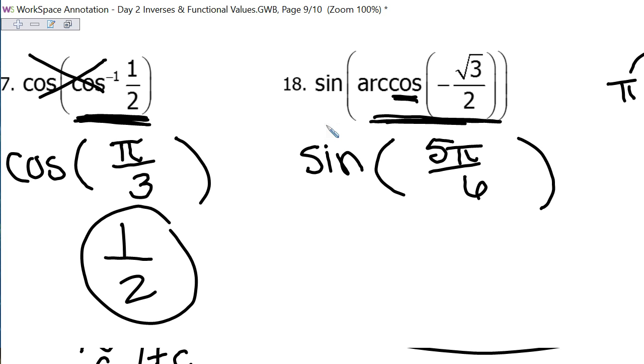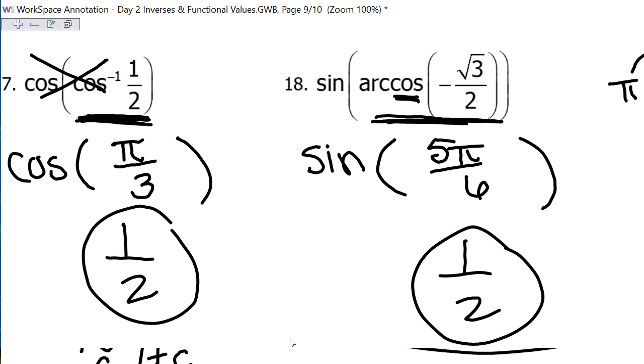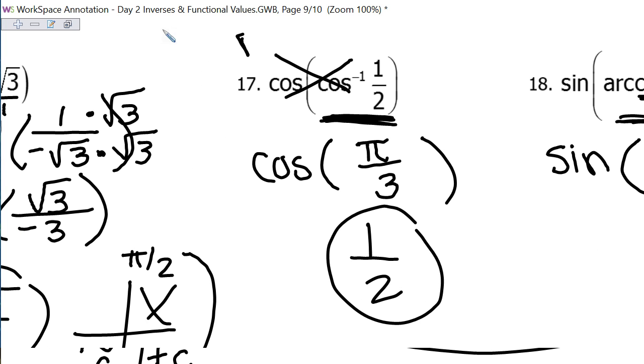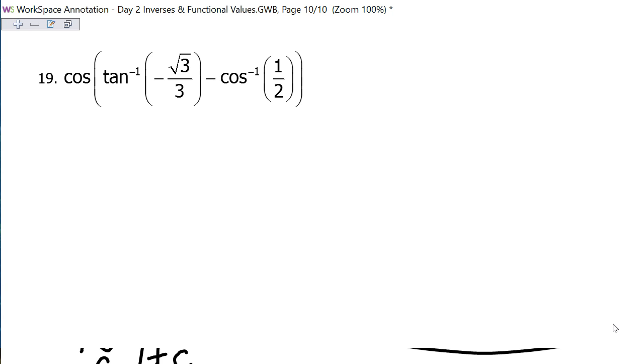And now that we're done with the principal value, now it's just a unit circle question. What is the sine of 5 pi over 6? 1/2. And these questions will be in the evaluate section on your assignment. So use the principal value, then it's just a unit circle question. Think we have one more? Yes. Okay, this one, work inside the parentheses first.